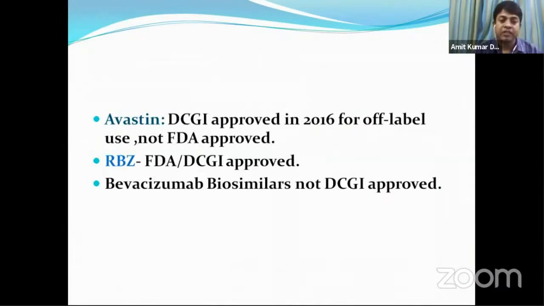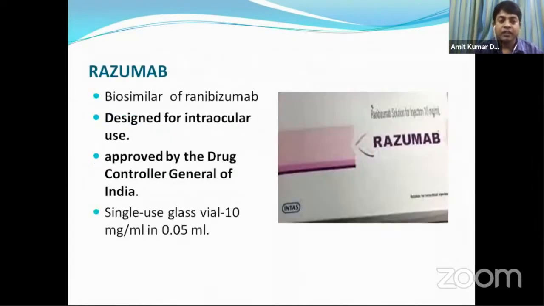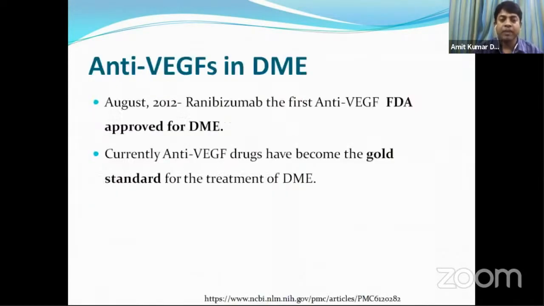However, these biosimilars are not approved by the DCGI or FDA for intravitreal use. So legally, you are not allowed to use them for intravitreal injections. The drug which is DCGI approved for intravitreal injection is a biosimilar of ranibizumab, that is Razumab, and it comes in a 10 mg per ml vial, and the dose is 0.05 ml.